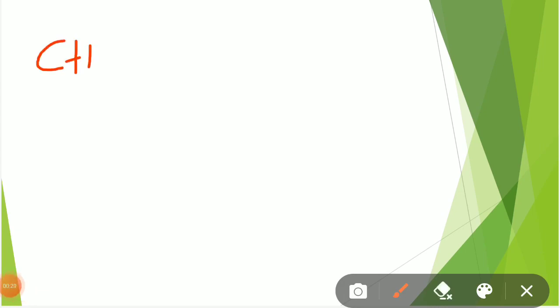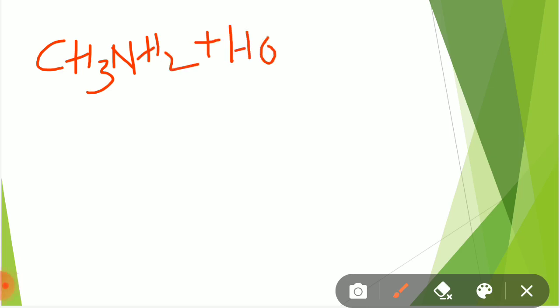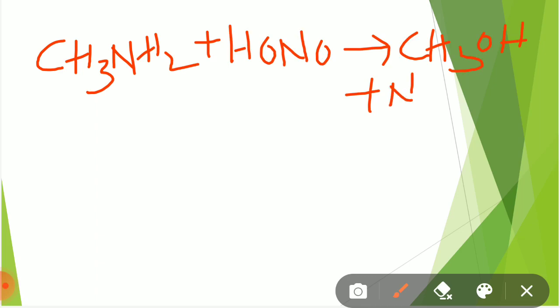Primary amine: CH3NH2 reacts with nitrous acid to form methyl alcohol with the liberation of N2 plus H2O. Next, secondary amine.